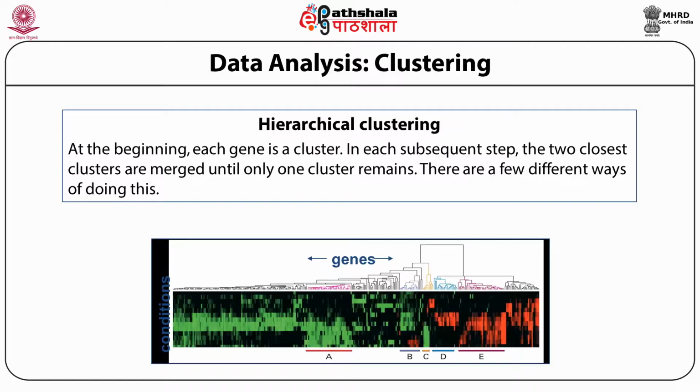So at the beginning, each gene is a cluster, and in each subsequent step the two closest clusters are merged until one cluster remains. There are a few different ways of doing that. This is what has been depicted in this particular image.